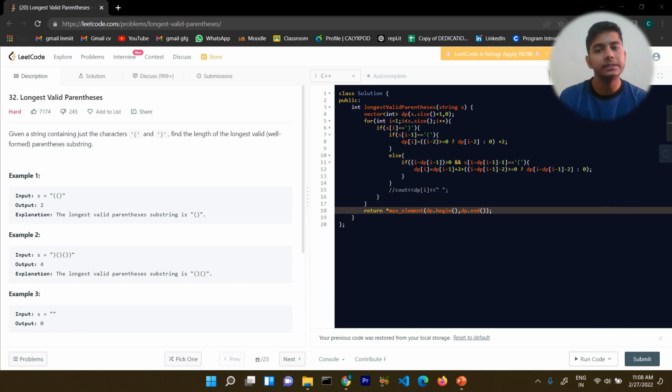So what we will be doing is, we will be solving longest valid parenthesis. We are given a string, and in that we have to find what is the longest length of the valid parenthesis substring that we are having in this, right? So we will be solving that, and I'm really excited for this question.